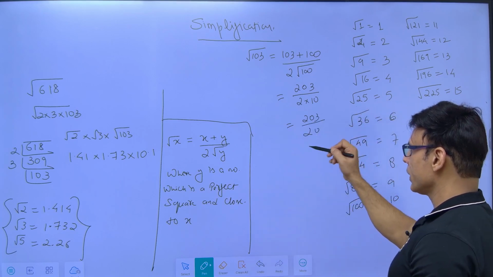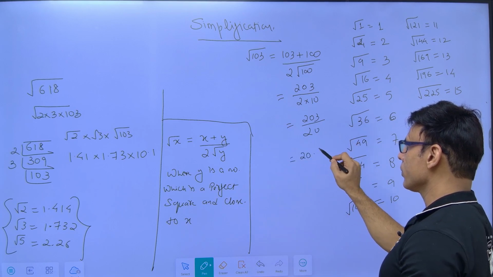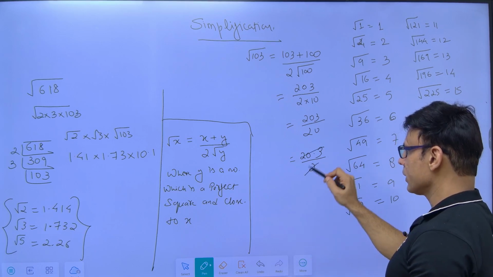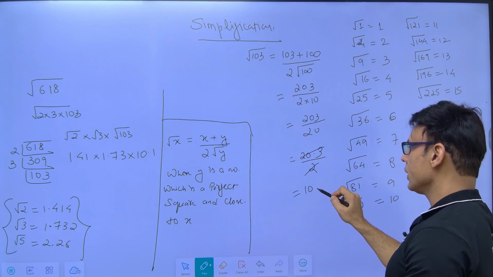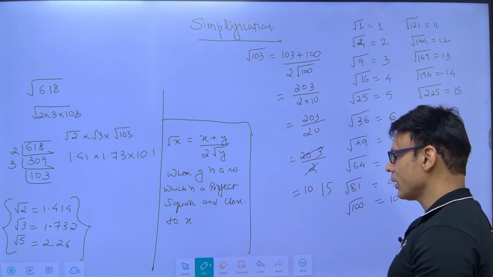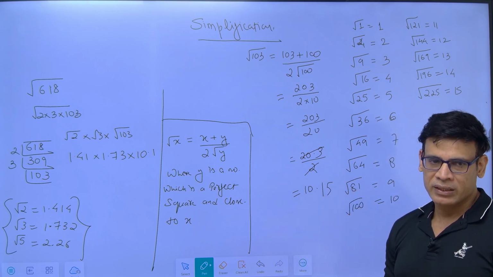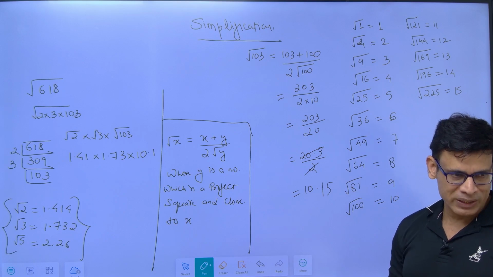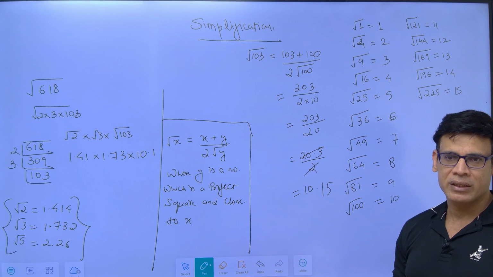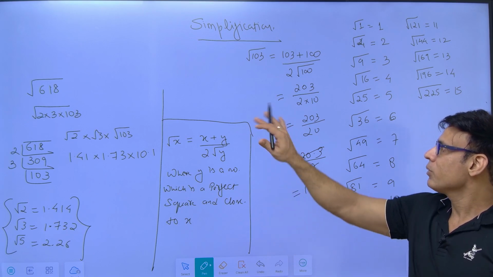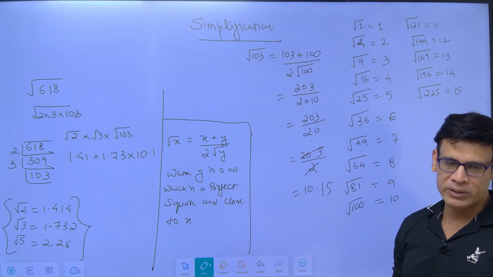Now when you remove one decimal, this will become 20.3 by 2. And you cancel it. 2 tens are 20, 2 ones are 2, and then 3, 2 5s are 10. So 10.15. This 10.15 is 99.99% correct, not 100%. This is how you find out the root values. Square root can be found easily by using this formula.